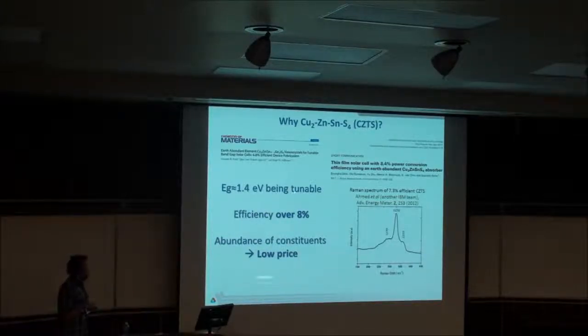The main thing is that you can build these solar cells from abundant elements, which brings you to a low price of solar cells at the mass production level. And here I just want to show you this fingerprint Raman spectra of CZTS, which was shown in one publication by one of the groups working on CZTS at IBM.